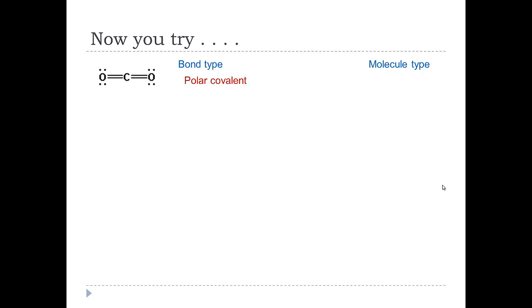The bond type here is polar covalent, and the molecule type is nonpolar because the two oxygens have a greater pull on the electrons, but because it's equal and opposite, it will cancel itself out and end up being a nonpolar molecule. Second example is ammonia.